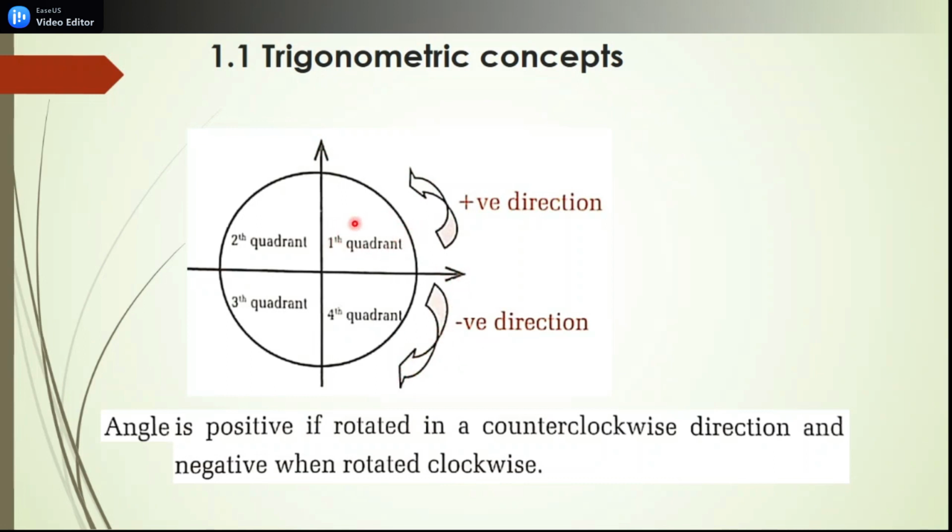We have the first quadrant from 0 to 90 degrees. From 90 degrees to 180 degrees, we have the second quadrant. The third quadrant is from 180 degrees to 270 degrees. Then the fourth quadrant is located in the interval for angles from 270 degrees to 360 degrees.